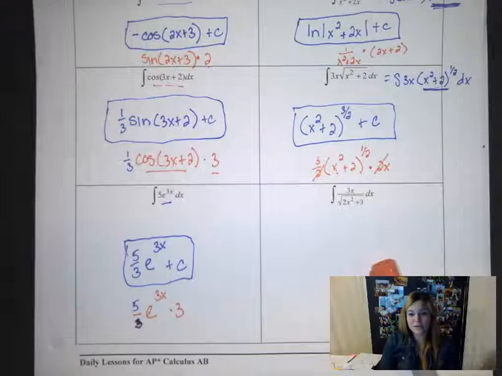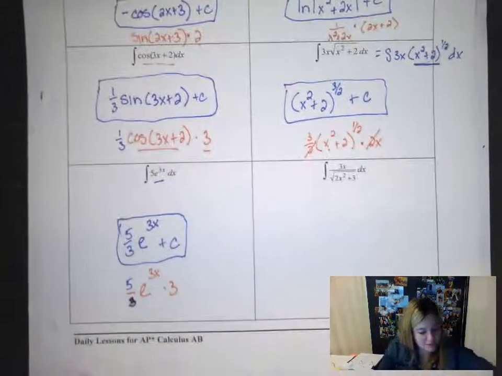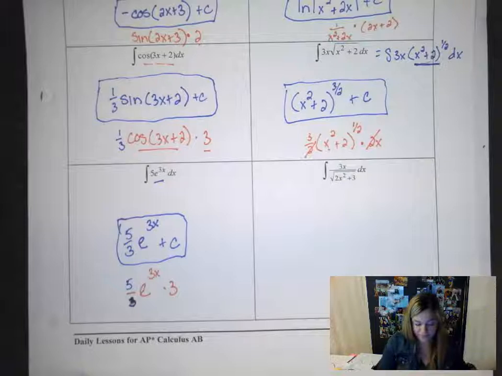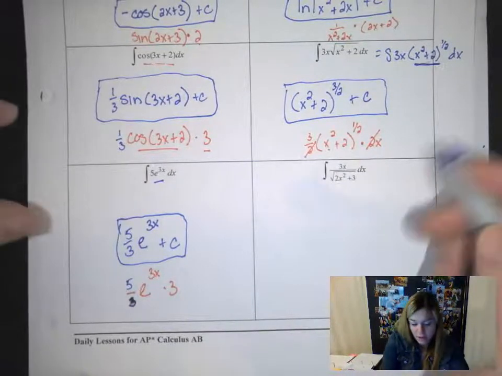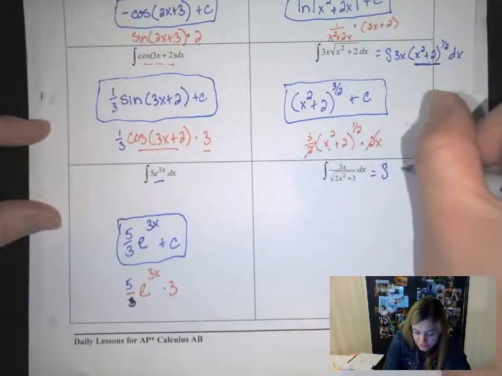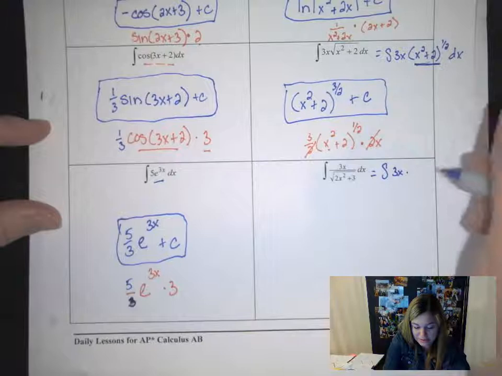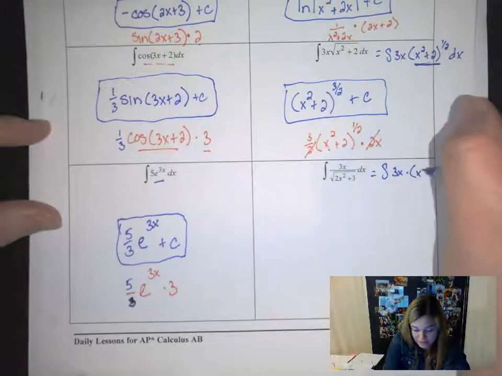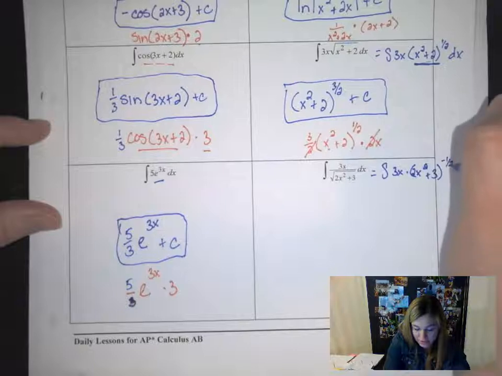Okay, last one. I've got 3x over this. Ooh, sorry, I threw my phone a little bit because it's blown up and I don't know why. Okay, I've got 3x over this. So I'm going to rewrite this separately as 3x times quantity 2x squared plus 3 to the negative 1/2 power.